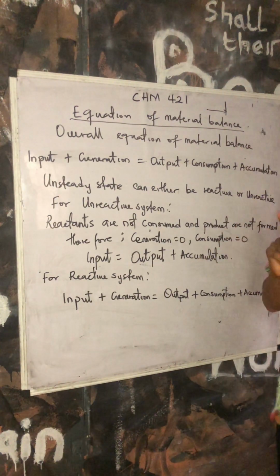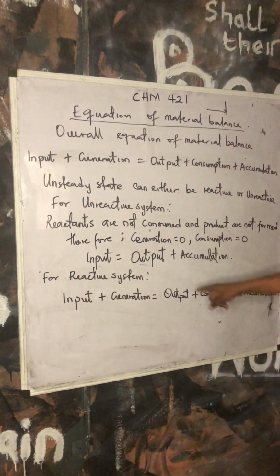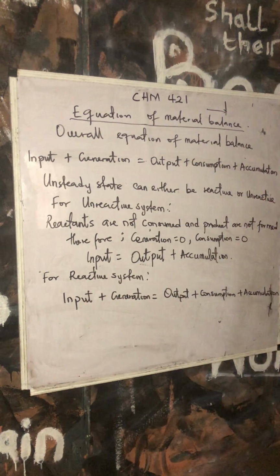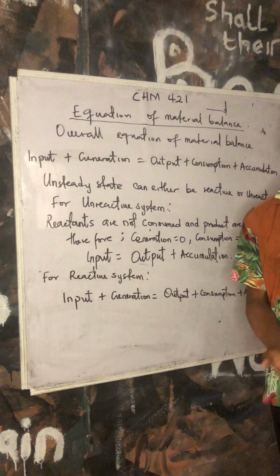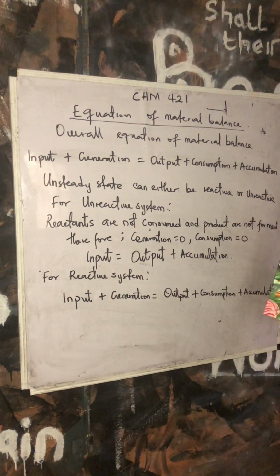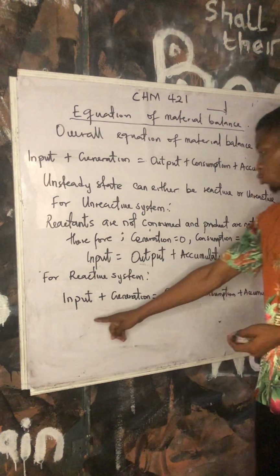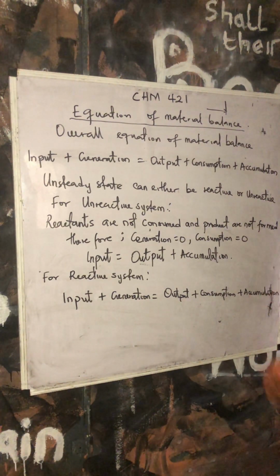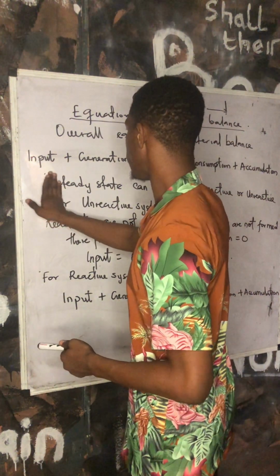That's that. Now the next one is for reactive system. Still dealing with unsteady state, just take note. Unsteady state reactive system. For unsteady state reactive system, obviously there will be generation of product and consumption of reactants. When that happens, input plus generation will be equal to output plus consumption plus accumulation. So this is what there is for unsteady state. Now I'm just going to do a quick change into steady state. So just flow with me.